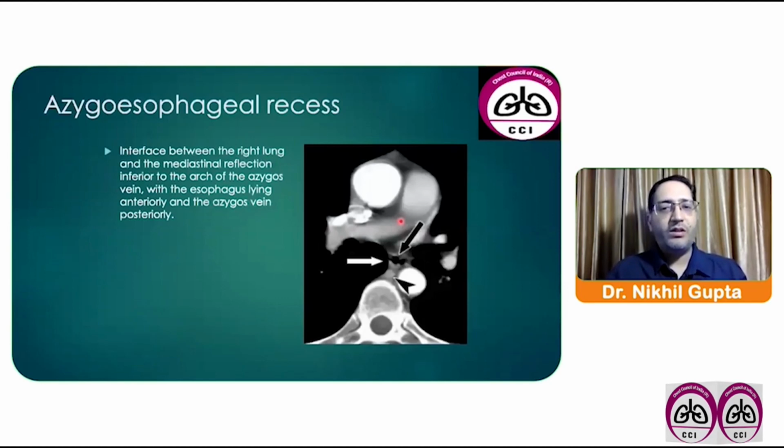Coming to the azygoesophageal recess, the interface between the right lung and the mediastinal reflection inferior to the arch of the azygous vein, with the esophagus lying anteriorly and the azygous vein lying posteriorly. This is the esophagus, this is the azygous vein. This is the azygoesophageal recess.